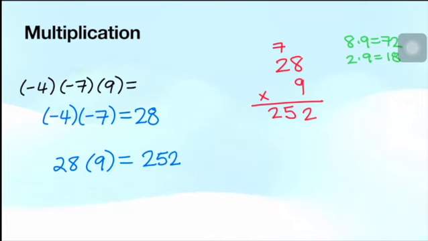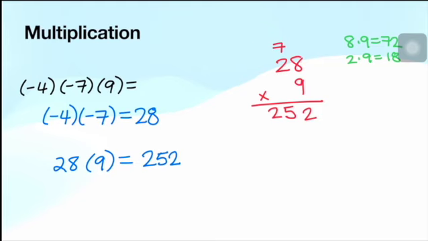One other thing I'd like to point out in these problems is notice that if you see two numbers, or in this case even three numbers, and they're next to each other and there isn't a sign, it means multiplication. Sometimes we use little dots to represent multiplication, but sometimes if we just put numbers or parentheses next to each other, that also means multiplication.